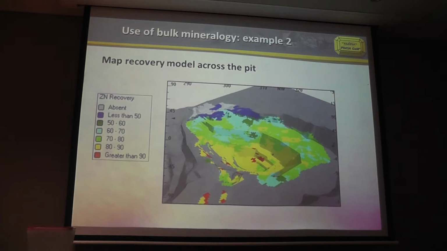Now these are only predictions, and they're only as good as the data you put in to do the regression, but at least you've got a prediction that says that maybe you should think very seriously that these rocks up here are not going to be economic. It's not just grade, but recovery is going to control the economics.